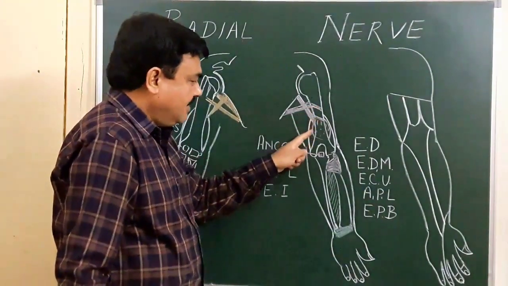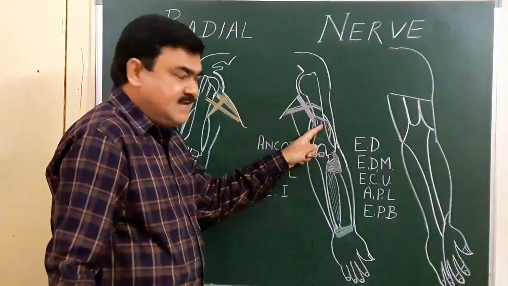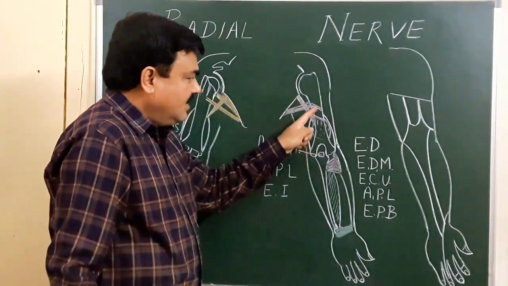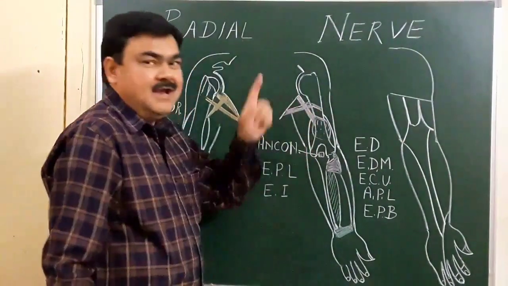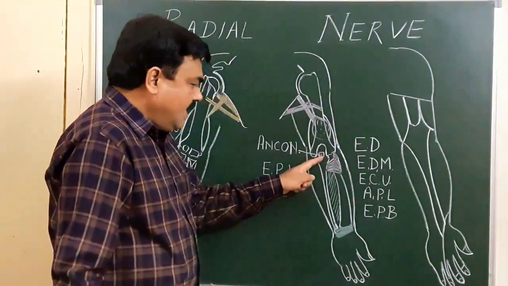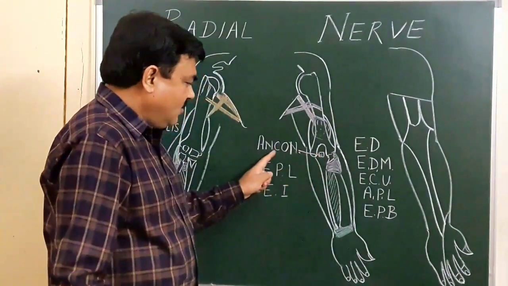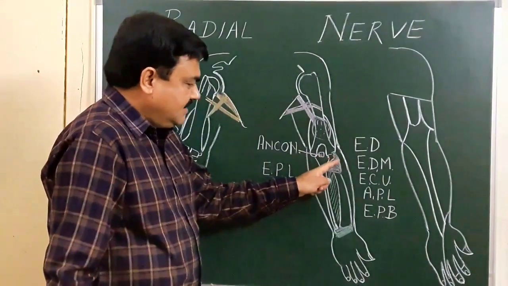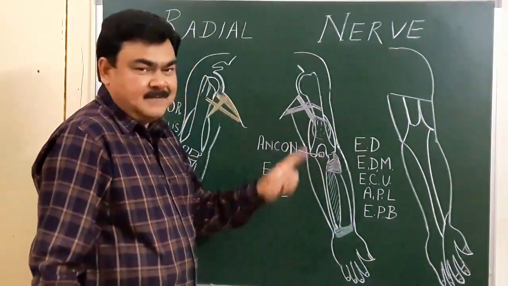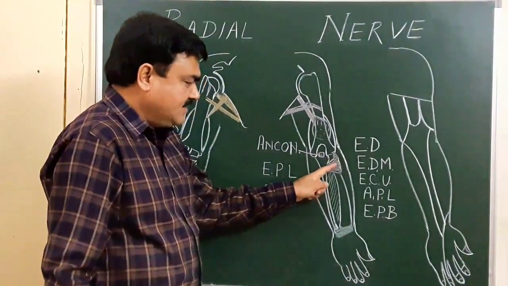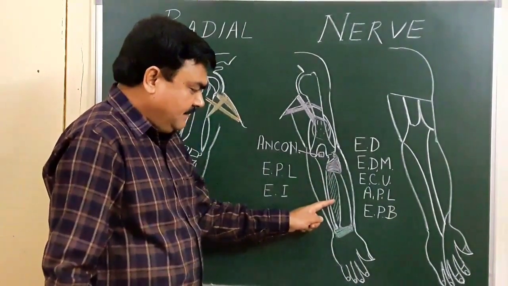Here is the origin of the medial head of the triceps. This is the origin of the long head of the triceps. This is the long head, this is the lateral head, this is the medial head of the triceps. Here the anconeus muscle is attached. And here is the supinator, and this is the interosseous membrane.